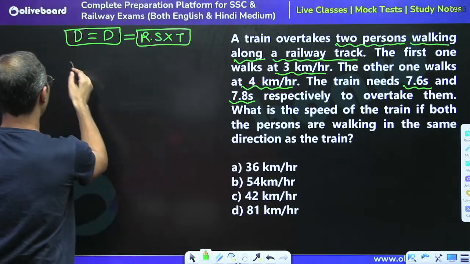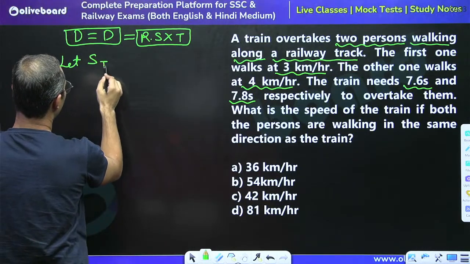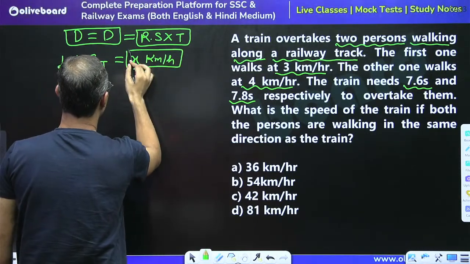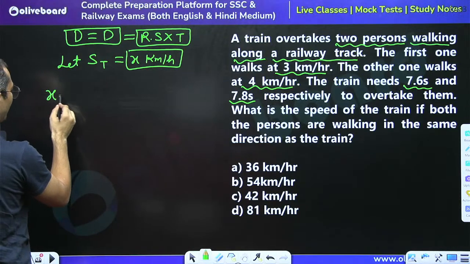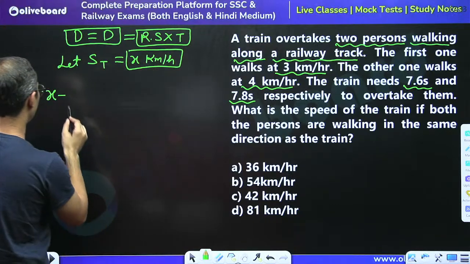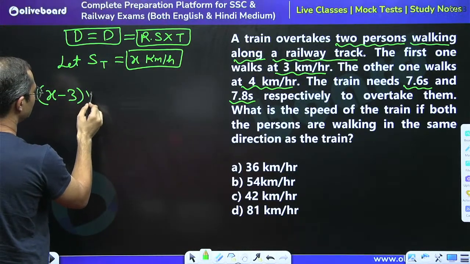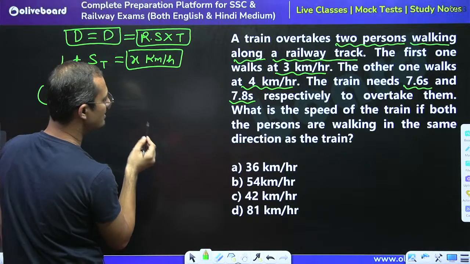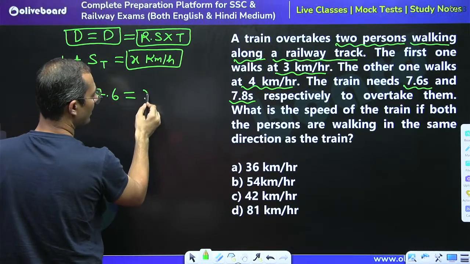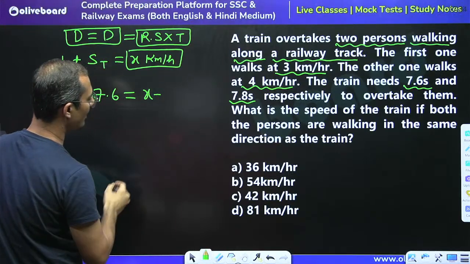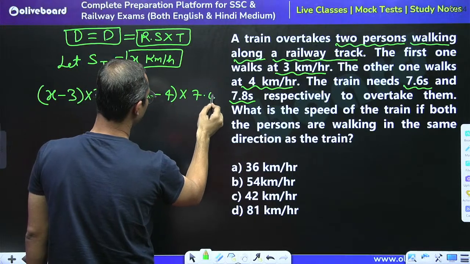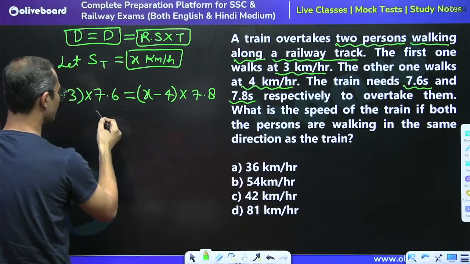Let the speed of the train be x kilometer per hour. The direction is the same, so the relative speed is x minus 3. So x minus 3 into the time taken to cross it, 7.6, must be equal to x minus 4 into 7.8. The time is in seconds, so we can convert it into hours.